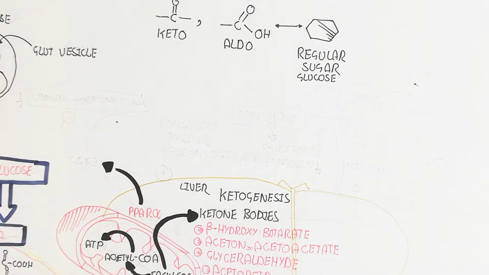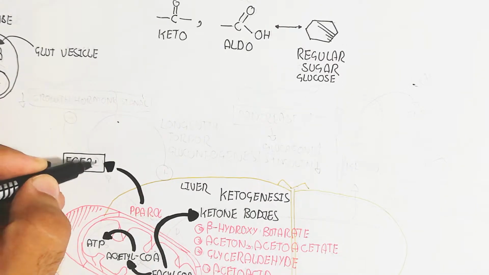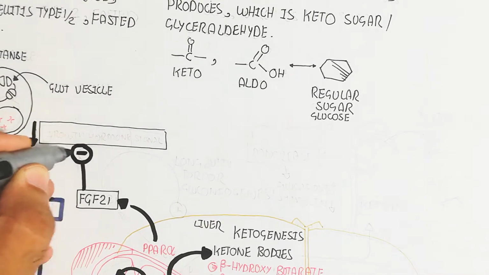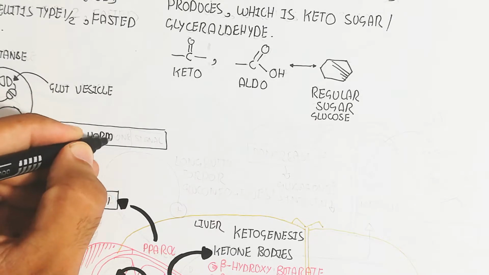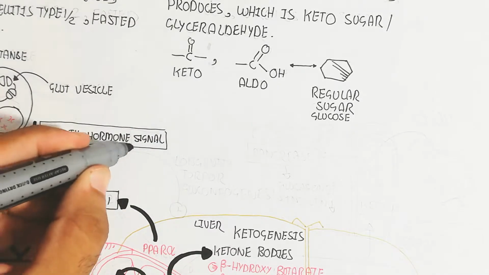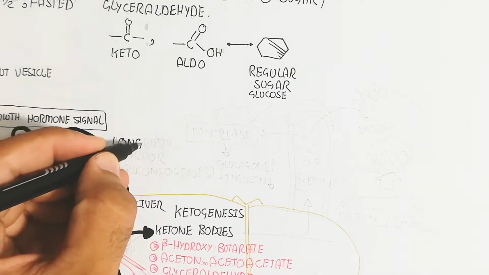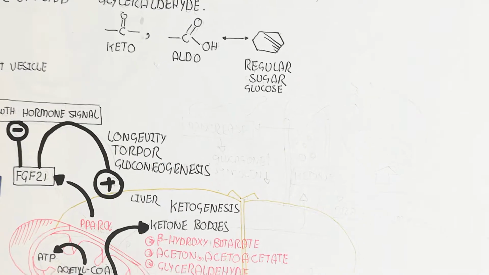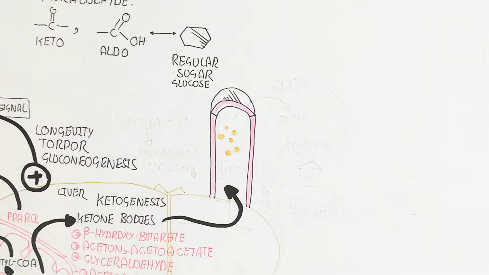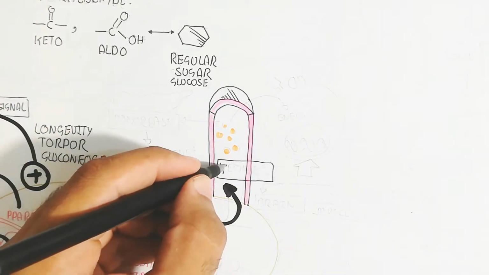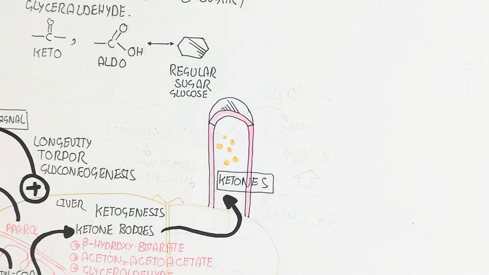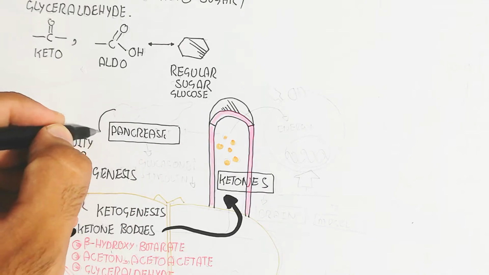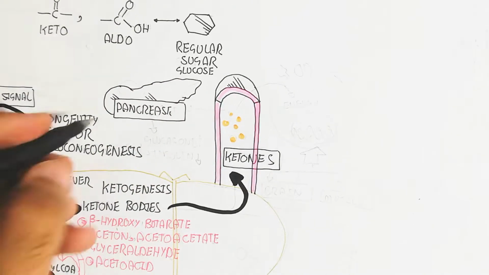After this ketone production, you can see PPAR alpha is also triggered by this mechanism due to the lipolysis, and will increase FGF21, fibroblast growth factor 21, which will inhibit growth hormone signaling, decreasing it, and longevity, torpor and gluconeogenesis will be triggered by this. But on the other hand, the ketones will enter into the blood circulatory system.